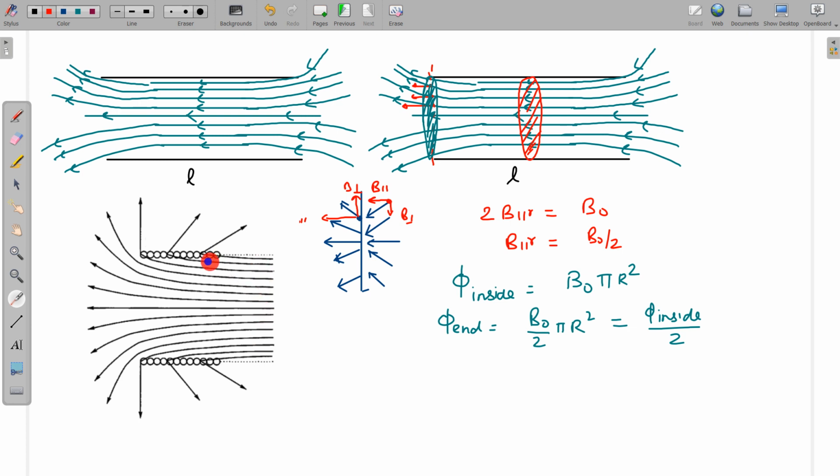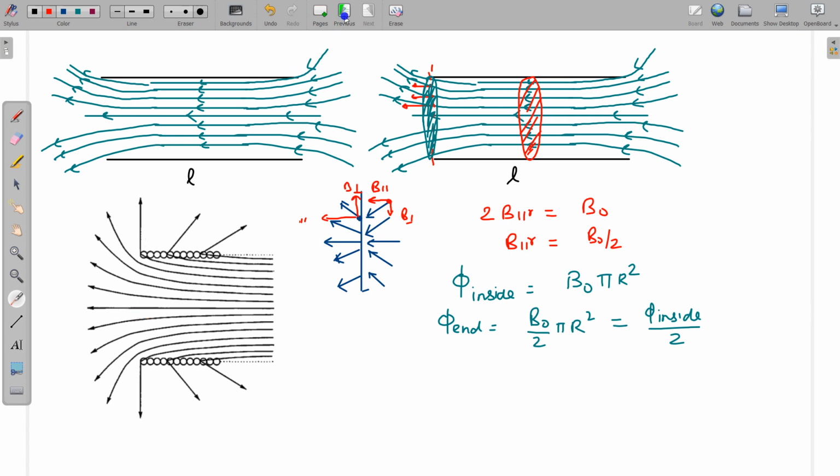That means half of the lines are out like this. जो आधी लाइन्स हैं, हाफ लाइन्स हैं, वो हाफ लाइन्स इस तरीके से यहाँ से बाहर निकल चुकी हैं और हाफ लाइन्स ही यहाँ से बाहर निकल पा रही हैं. So this is the concept of half flux. Half flux is leaving through this end phase.